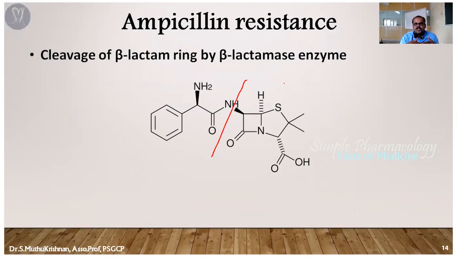So the organism becomes more and more potent against some specific antibiotics. That's the scenario here with beta-lactamase enzymes. So how can we overcome this problem? We have to discover a new drug that is very effective even against the beta-lactamase enzymes. That is another case.